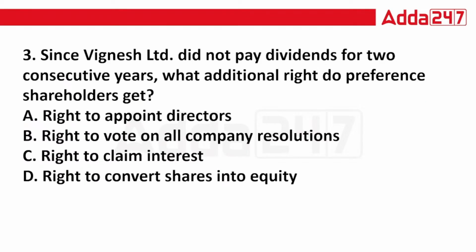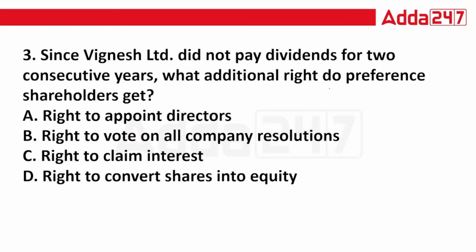Chaliye. Next, since Vignesh Limited did not pay dividends for 2 consecutive years, what additional right do preference shareholders get? A. Right to appoint directors. B. Right to vote on all company resolutions. C. Right to claim interest. Or D. Right to convert shares into equity.